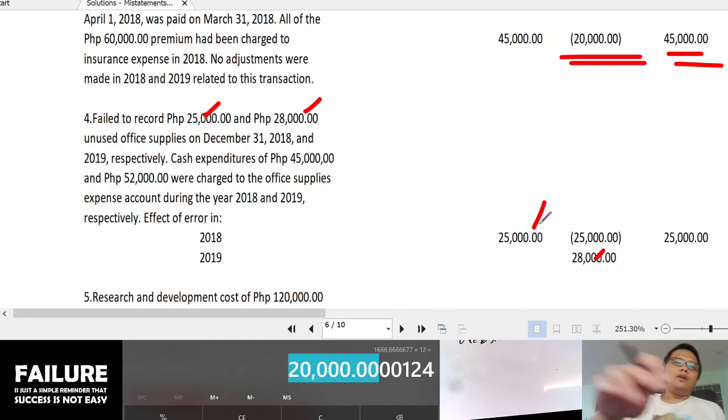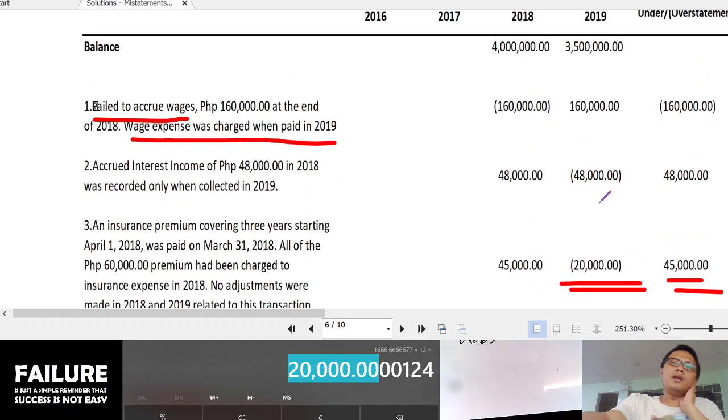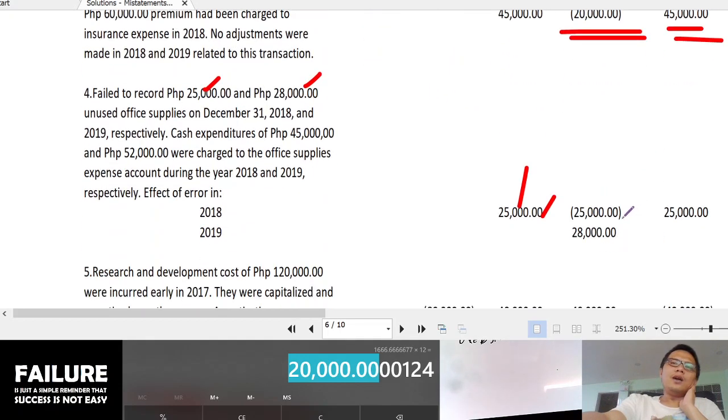So the effect of that error in 2018, which is itong 25,000, is that sumobra ka ng supplies expense, kaya naging understated yung net income mo. In 2019 naman, nagkulang ka naman ng supplies expense. Kasi yun nga, ito dapat to be recognized in 2019 na supplies expense. So, nagkulang ka. So, effect is, overstated yung net income mo. Kasi yun nga, nagkulang yung supplies expense mo.